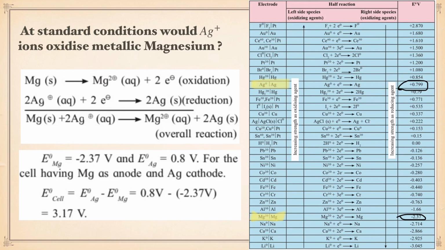So we have learned that for the spontaneity of a redox reaction, if the standard cell potential value is positive, then it will be spontaneous. That means the reaction will happen. That means Ag+ ions can oxidize metallic magnesium. So hopefully it is clear. So please try to understand the electrochemical series. Okay, so next class we'll do sums based on this chapter. Okay then, bye.